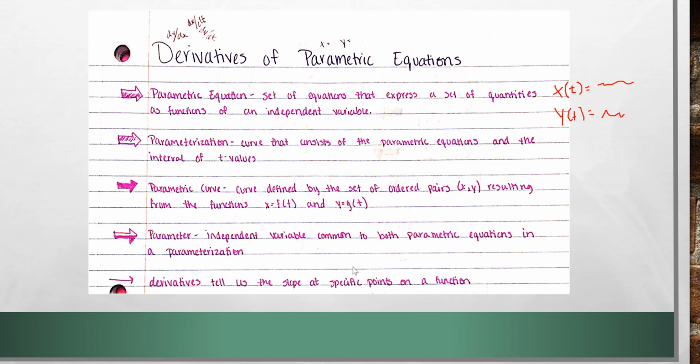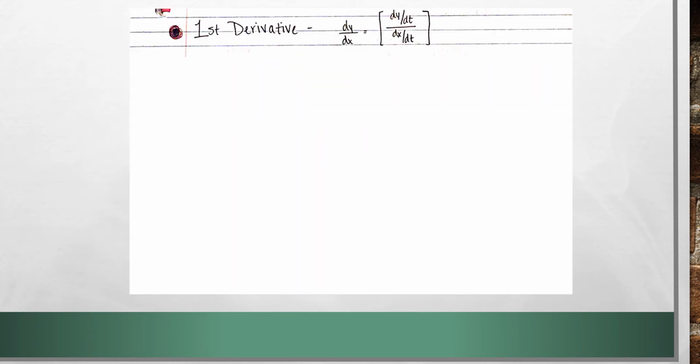And of course, derivatives tell us the slope at specific points on a curve. In order to find the first derivative of a pair of parametric equations, we need to find the derivative of the y function and divide that by the derivative of the x function, which we'll denote as green, and the y function will be denoted as blue.